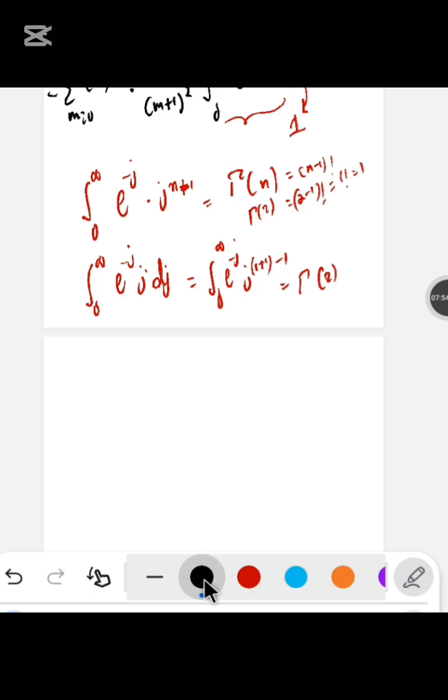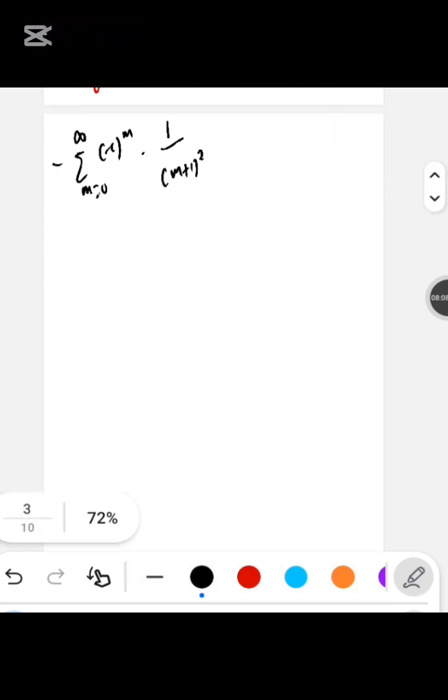That's beautiful. So now we can write this as a negative sum of m from 0 to infinity of minus 1 raised to the power of m, multiplied by 1 over m plus 1 to the second power. So the next thing we are going to do now is to evaluate this sum.